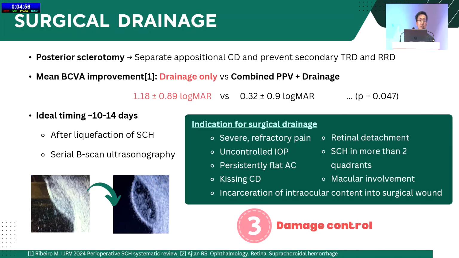The ideal timing for drainage would be around 10 to 14 days after clot lysis. You can use serial B-scan to check whether it has already lysed or not. You can observe the hyperechogenicity turning to hypoechogenicity of the mass as you follow up. These are the indications for surgical drainage: severe pain, uncontrolled IOP, persistent flat AC, kissing CD, RD, or any serious organ involvement, such as macular involvement or incarceration of intraocular content into the surgical wound.